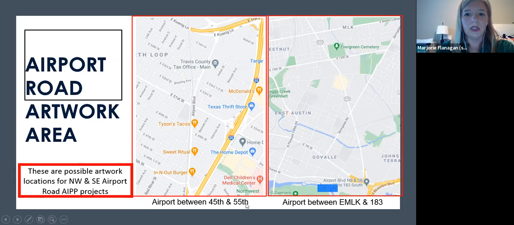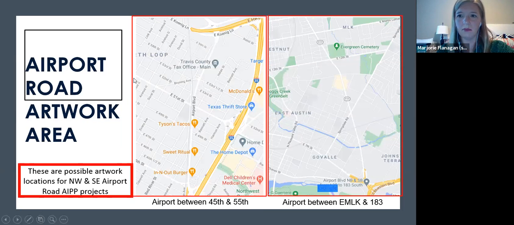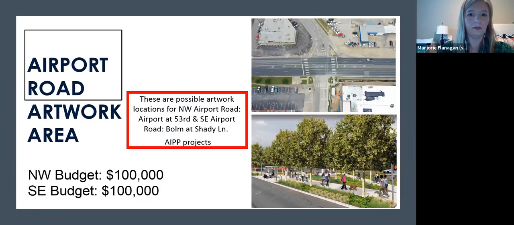Here are two possible locations, borders for where the AIPP projects will go. On Airport between 45th and 55th, and on Airport between East MLK and 183. I think that second picture map got a little messed up. I'll have to fix that. Here are some additional aerial shots and a rendering of Airport at 53rd. And also there's sort of a tri-intersection at Airport, Burnett Road, and Shady Lane, where they will be completing a pocket green park. So artwork could possibly go there as well.